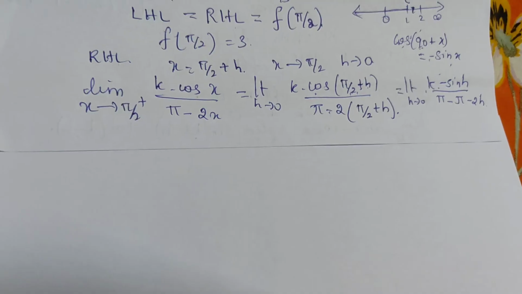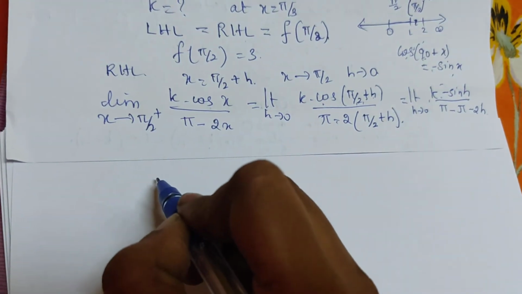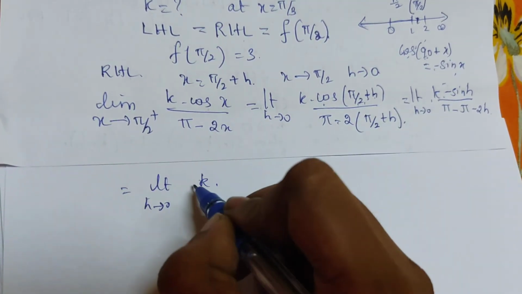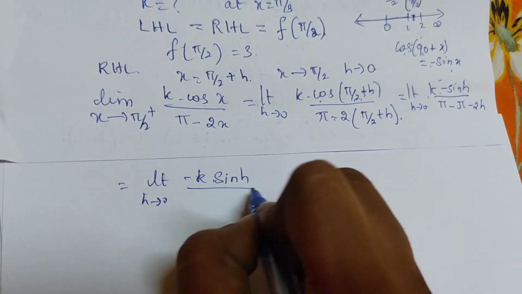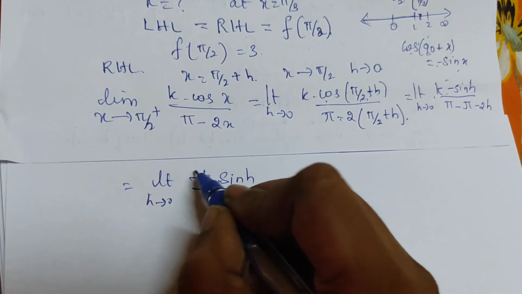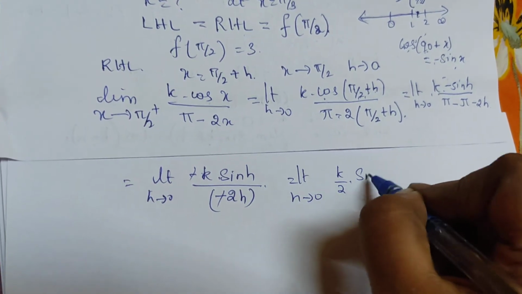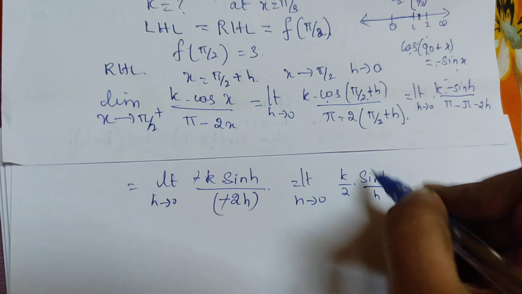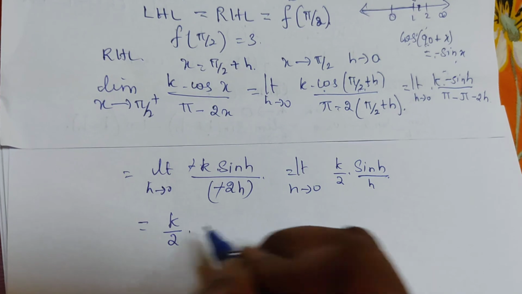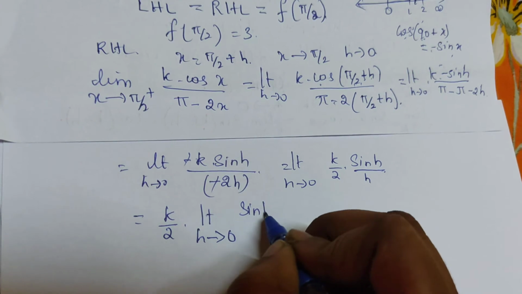Now we can rewrite that as limit h tends to 0, we are taking minus here, sin h divided by, pi gets cancelled, so we will remain with minus 2h. So minus gets cancelled, and we have limit h tends to 0 of k by 2 sin h by h. We can rewrite the expression like this. Now this k by 2 is independent of h, so the limit does not affect that value, so we are taking it out, and we write the expression as limit h tends to 0 sin h by h.